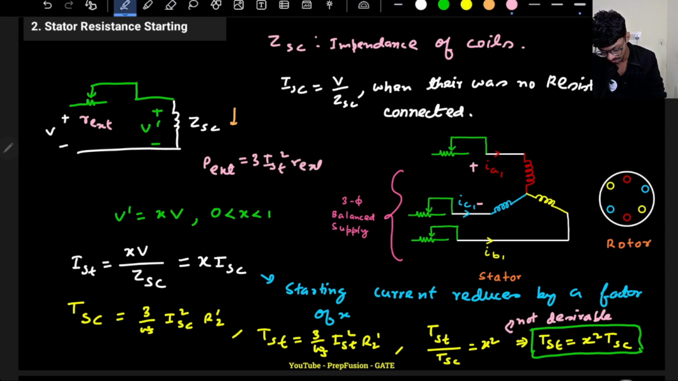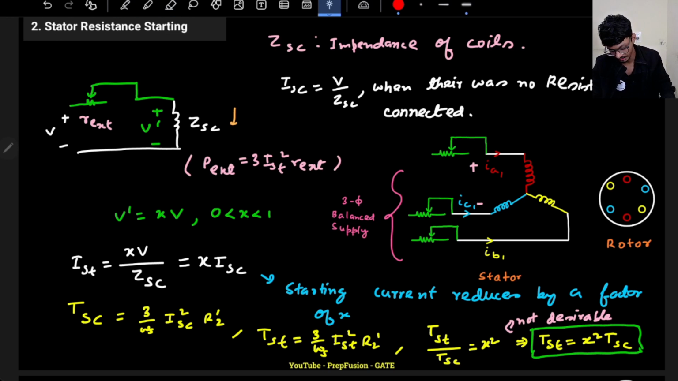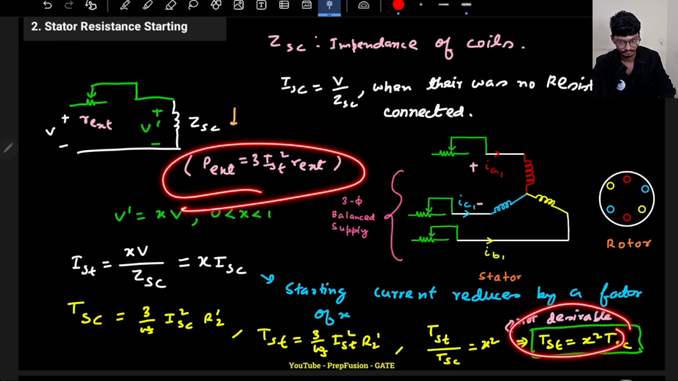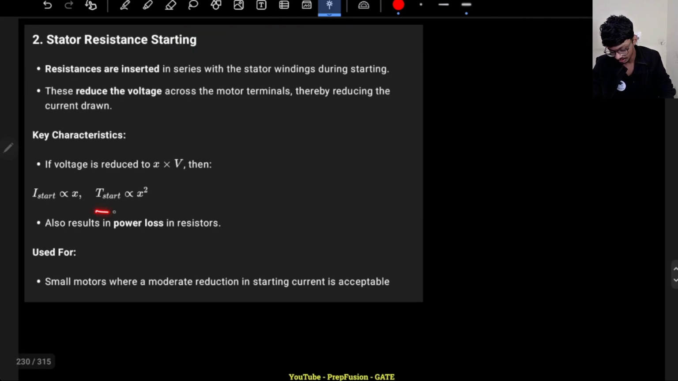So this thing also is undesirable. So these are a few drawbacks of this. Although we are able to reduce the starting current by a factor of X, which is desirable, this is not desirable, this is also not desirable. Those are the things written over here. The starting torque reduces, and it also results in power loss.